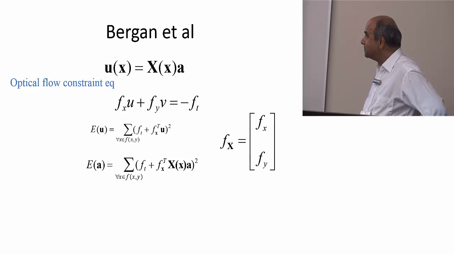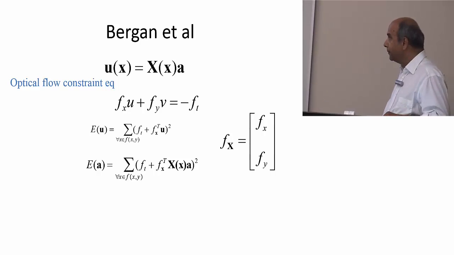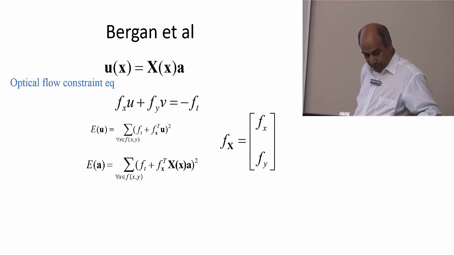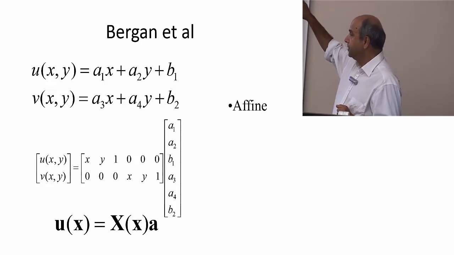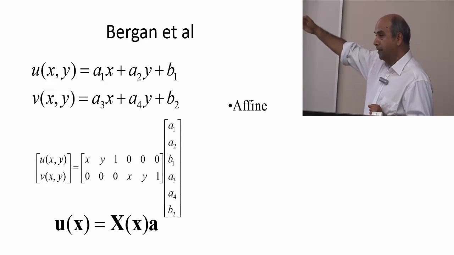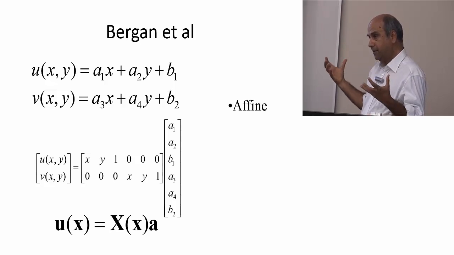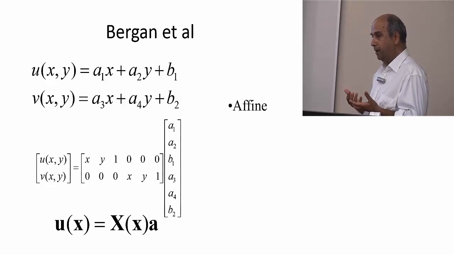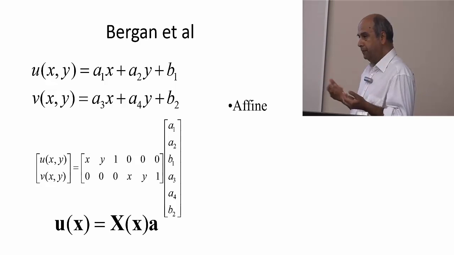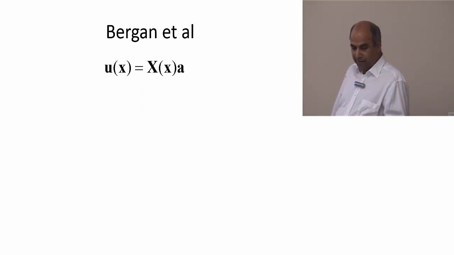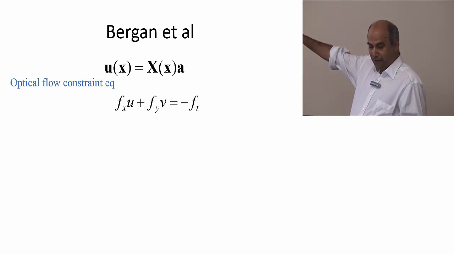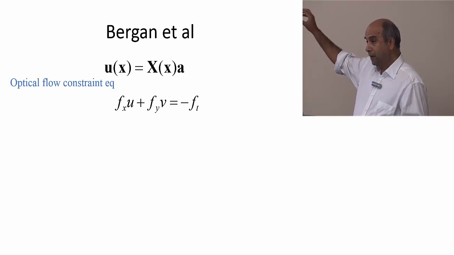Why can't I just say that U of x is a? I mean, you're saying E of a instead of E of U, but U is X of x times a. This is the way I've defined U of x, like that. See? This is my optical flow, right? It has two components, u is defined like that, v is defined like that. I write it down like this. So that's my definition of affine flow. That's one thing. Second thing is, that's the same thing. Okay. And you know this also. And this is true for every pixel.